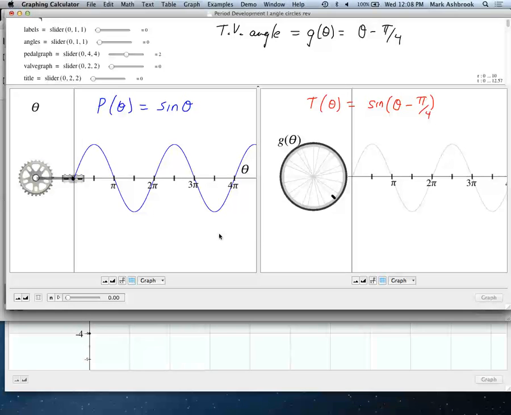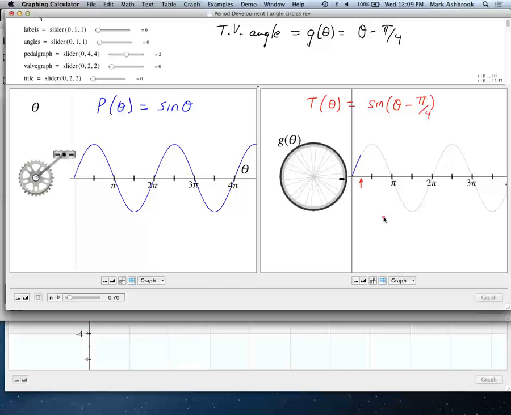So now if I turn on the red graph, which is the T function, where will it start its cycle? The P function starts its cycle at 0 and finishes its cycle at 2 pi. So in terms of the angle theta, at what angle will the tire valve start its cycle? When does it hit 0? At pi over 4, right? Because it's behind. So some angle pi over 4 of the pedal angle has to go by. And at this point right here, that's when the cycle of the tire valve is going to start, right?